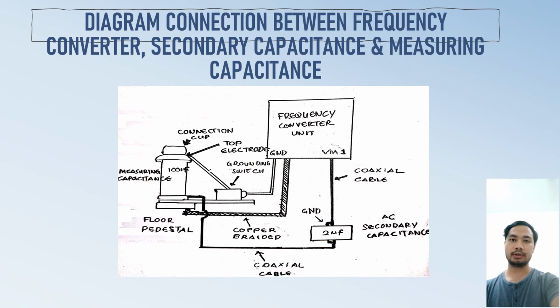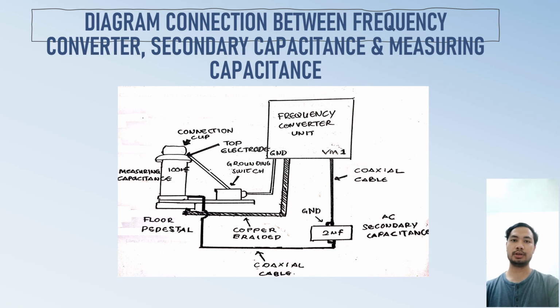Based on the circuit, the connection goes from the frequency converter grounding switch to the floor pedestal, and then the floor pedestal is attached to the measuring capacitor, because the grounding needs to touch the top electrode to allow voltage and current through the measuring capacitor.